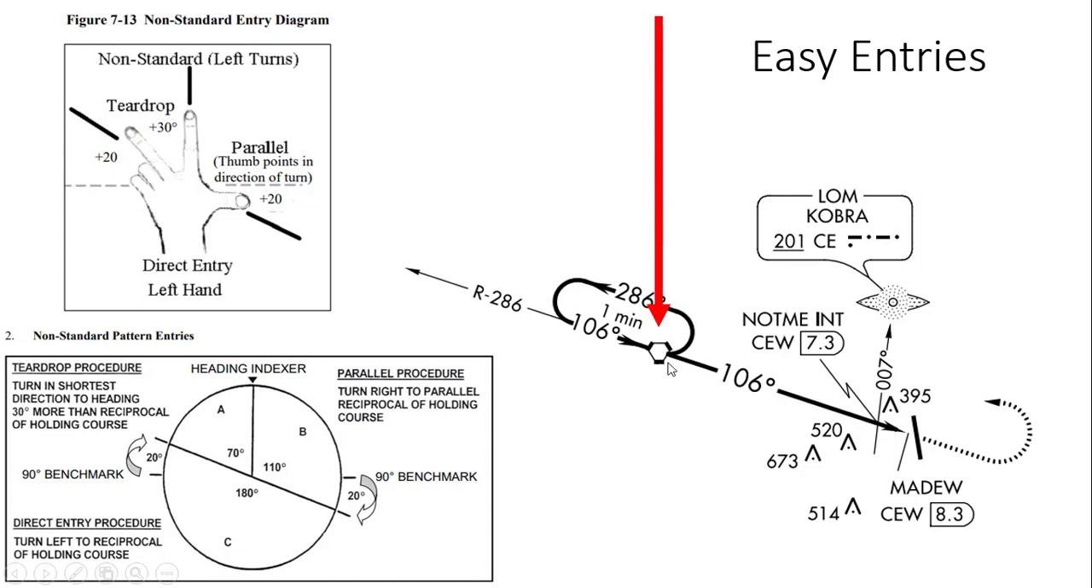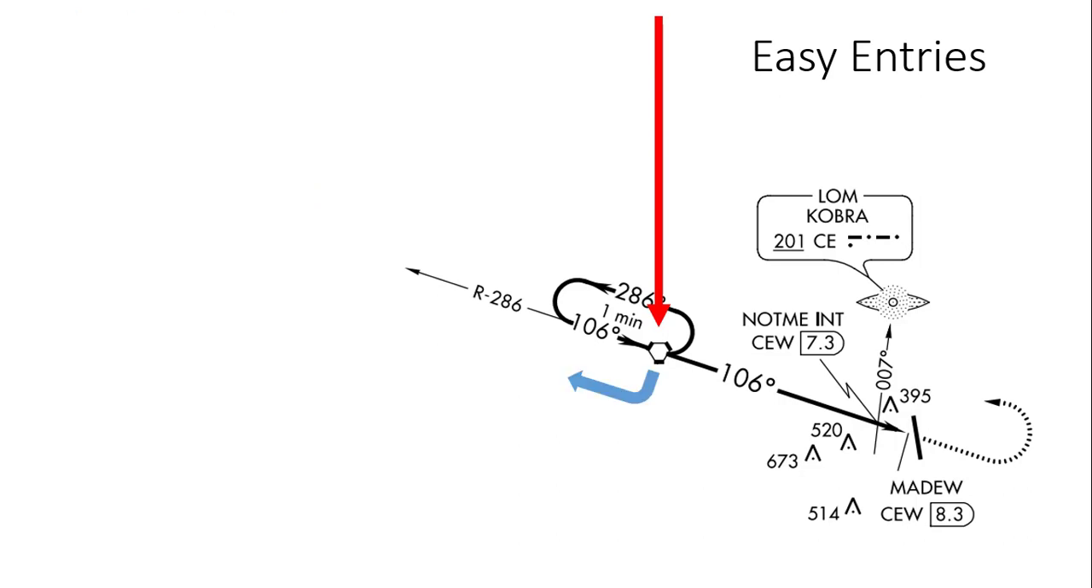Could you do a direct entry? Could you do a parallel? Well, let's make life easier. What if we did a parallel entry? In other words, look at where you are. You're coming down here. Would it be easier for you to just bang a right and hit that 286 heading? Or would it be easier for you to do this left turn here and go back out?